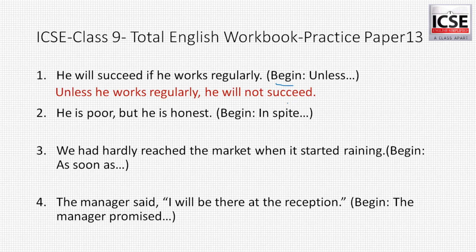Just remember a simple formula. Unless is equal to if not. I'll repeat once again. Unless is equal to if not. So if you have a sentence like this, if you do not work regularly, you will not succeed. And therefore, here in the sentence, it doesn't use the word not. It says he will succeed if he works regularly. Not is missing over here. Hence, when we write the answer, unless he works regularly, he will not succeed. We need to use the not over here to convey the same meaning.